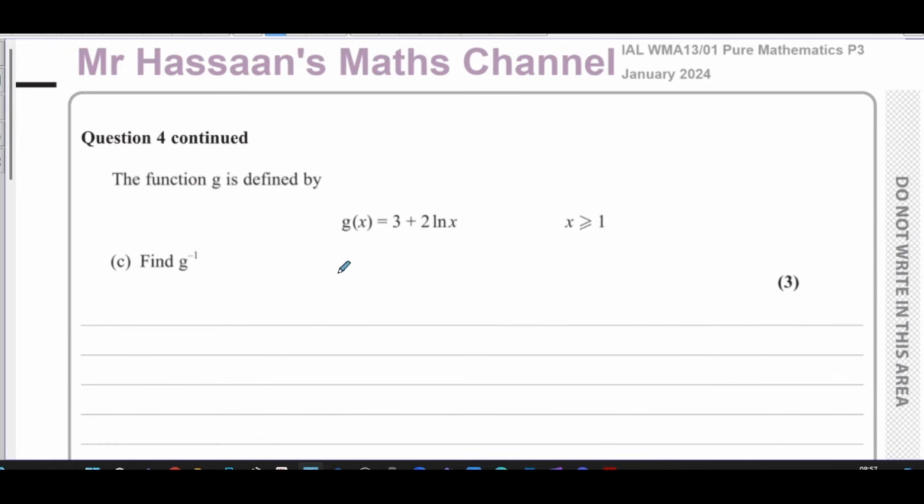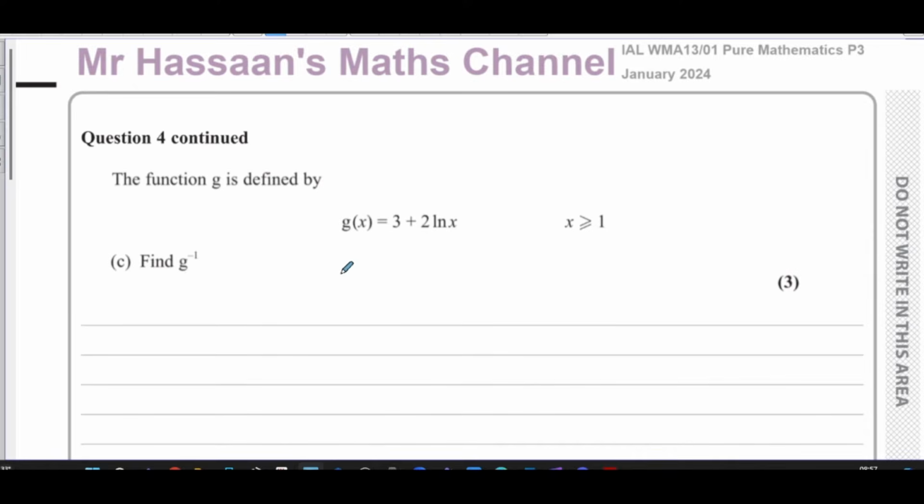Now, when we're asked to find the inverse function, we should always keep in mind that we need to also state the domain of the inverse function as well. A lot of people find the inverse function and lose a mark from the mark scheme because they did not state the domain of the inverse function. It must always be stated whether the question says, state the domain or not.